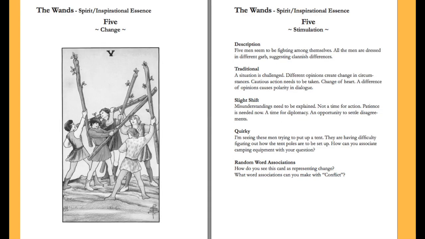Next I have the Five of Wands. And the Five of Wands here is a bunch of people fighting with sticks. And I'm seeing this as a bunch of campers trying to figure out how to put up the tent. And these are tent poles, and they're all arguing about which way they go. So what associations can you make with camping equipment to your question?